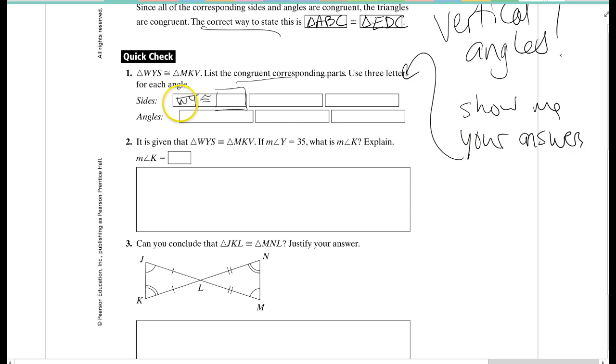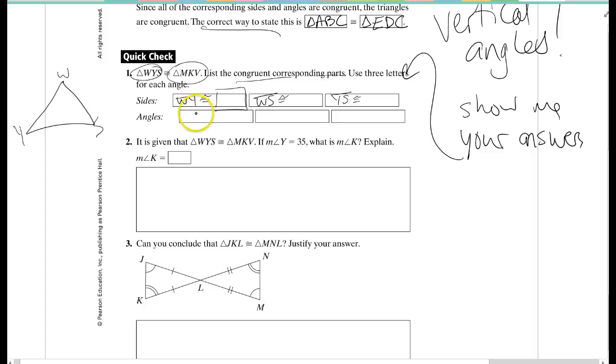But I'm going to give you the first one. So WY is congruent to what? Segment WS is congruent to what? And segment YS is congruent to which other segment? So I've picked the three sides that make up WYS. You have to give me the correct order and sides from this other triangle, which has the vertices M, K, and V. So how about the angles?